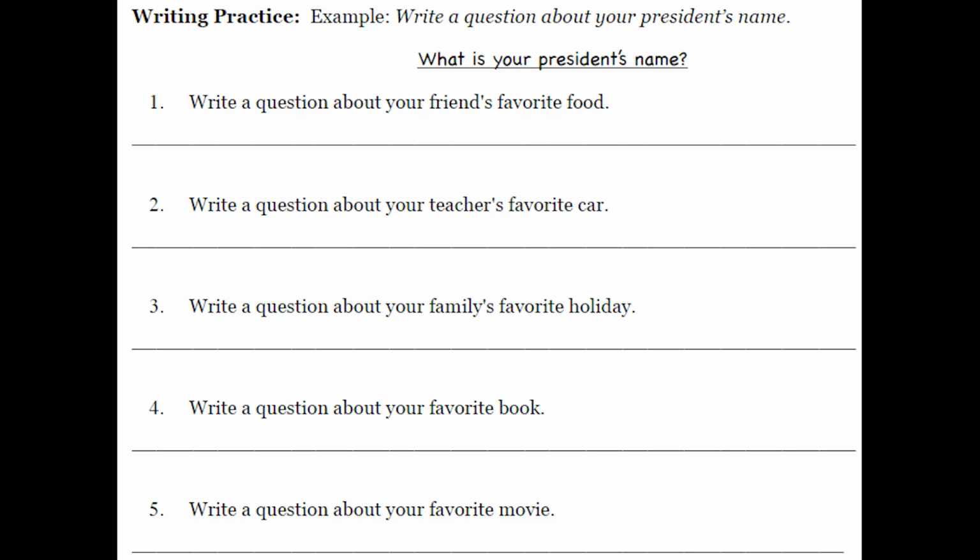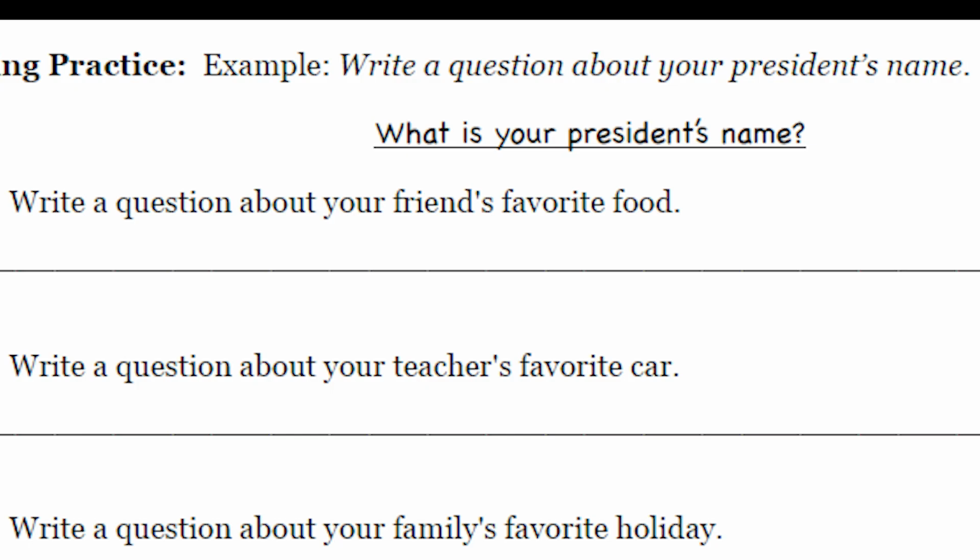Excellent. Let's practice some writing. Look at the example. Your task is to write a question based on the information in the sentence. The example reads, write a question about your president's name. So I can write the question based on the information like this. What is your president's name? Notice I put a question mark at the end to indicate it is a question.